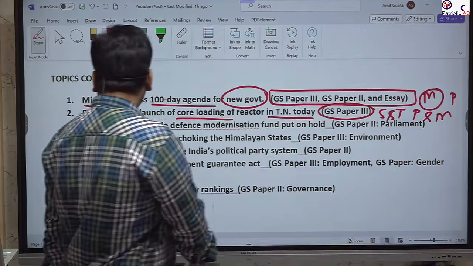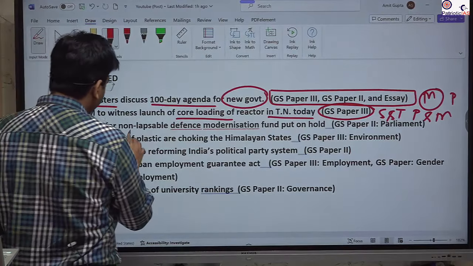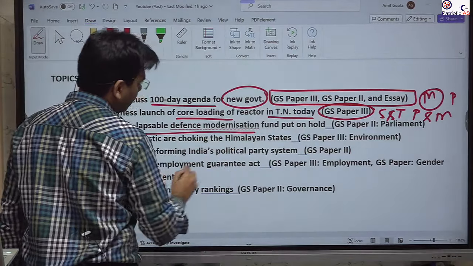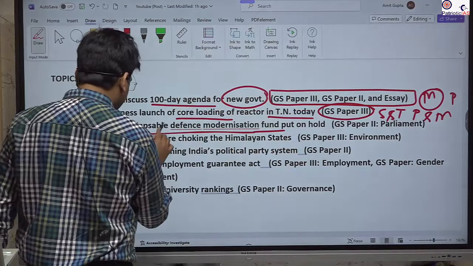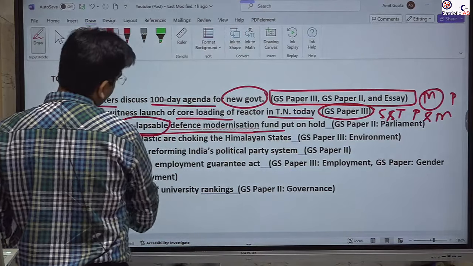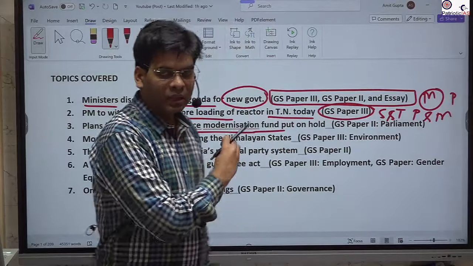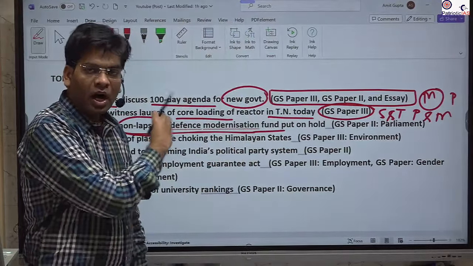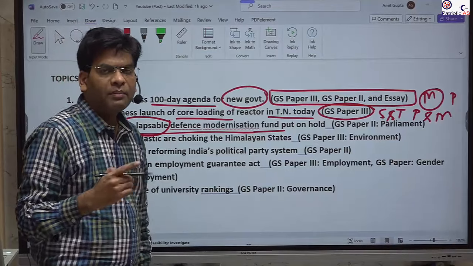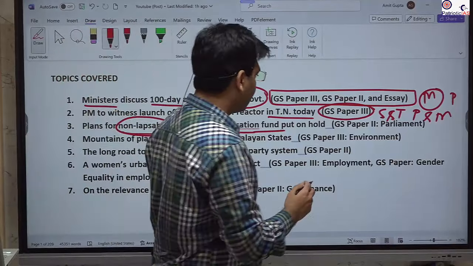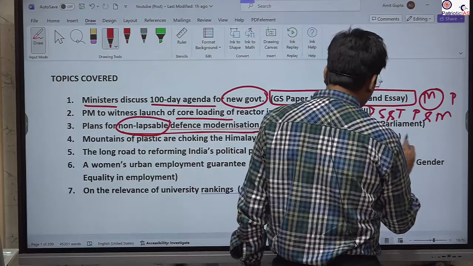Then we will study the plan for the non-lapsable defense modernization fund. We will see what this non-lapsable concept is and how it helps in parliamentary accountability and transparency. So this will be under GS paper 2 parliament.